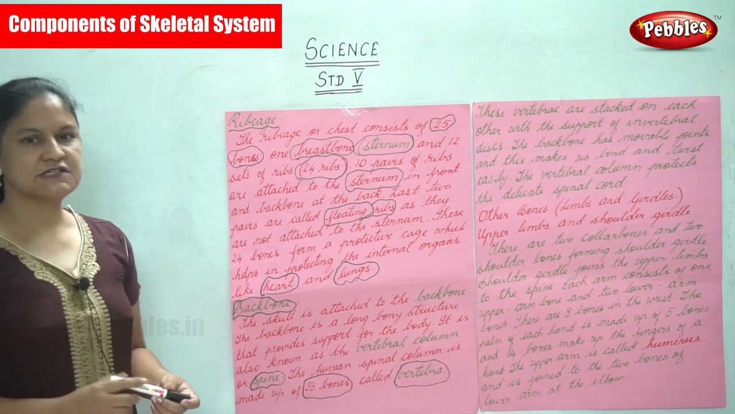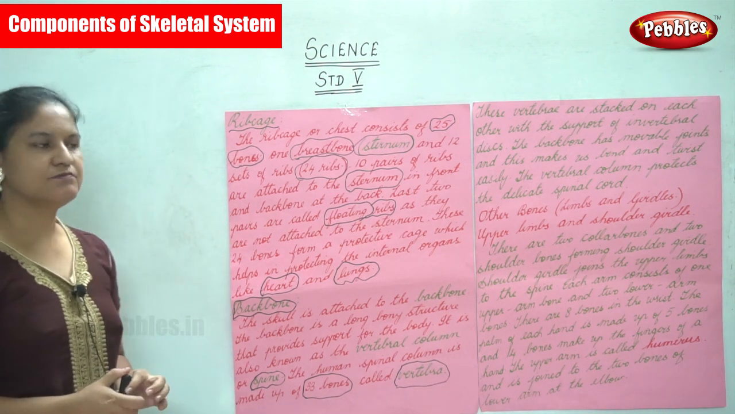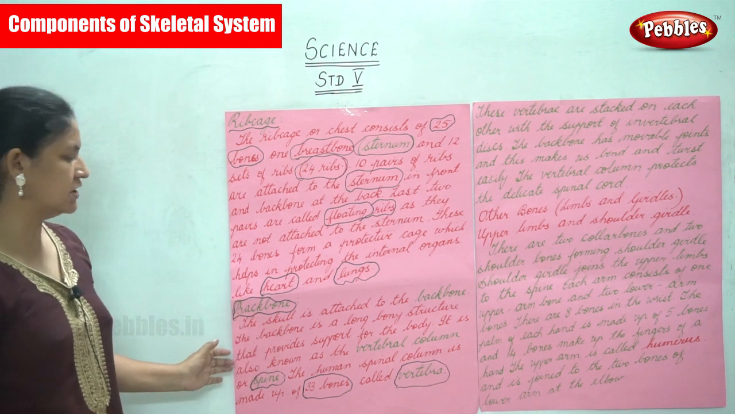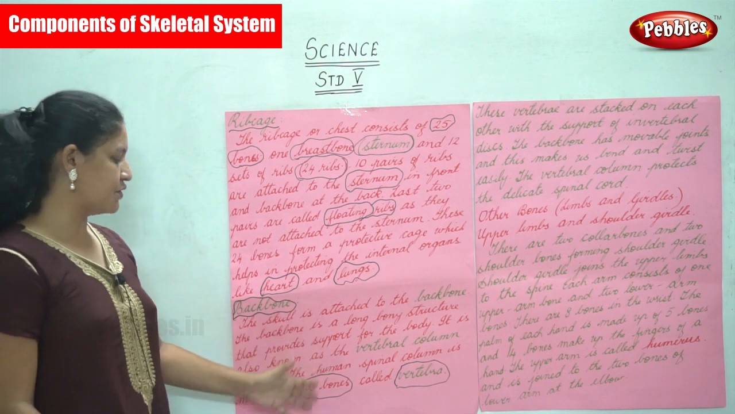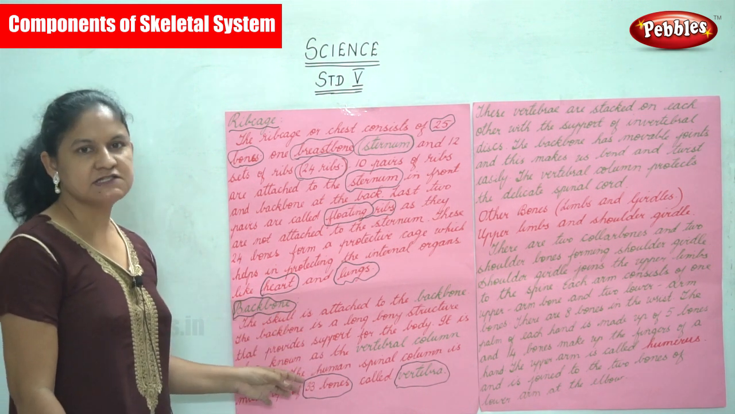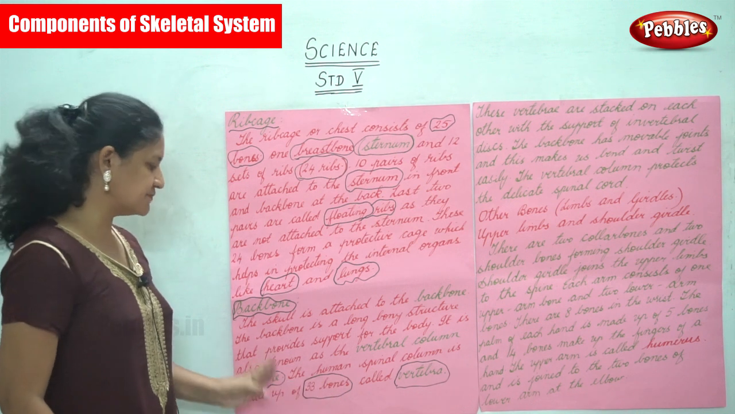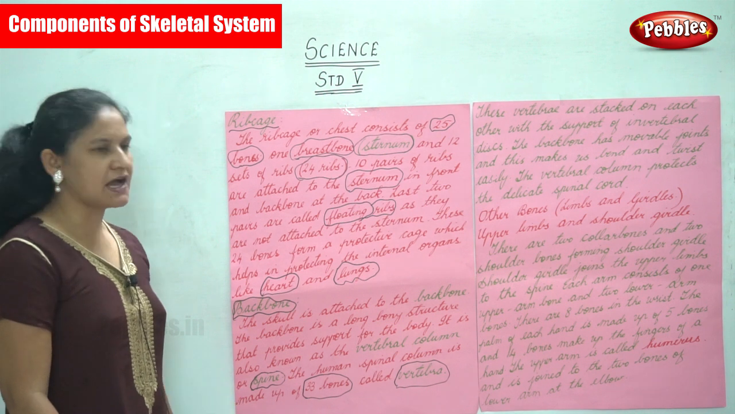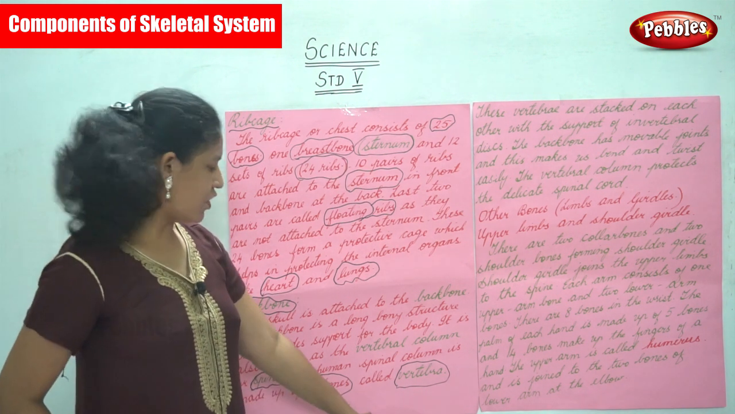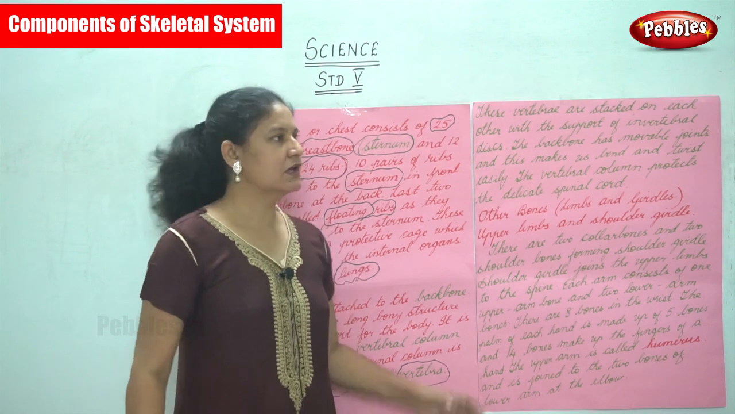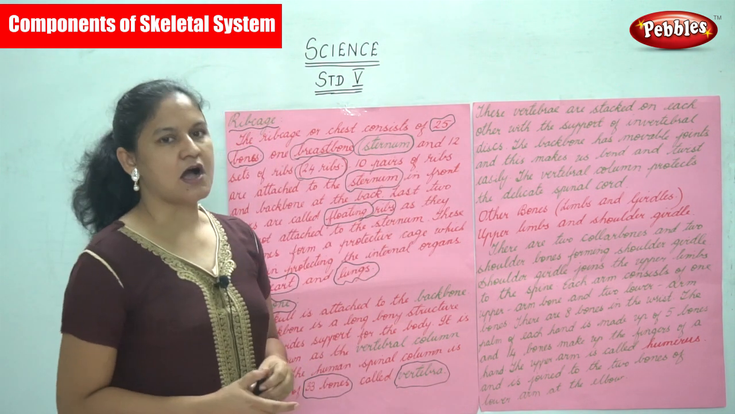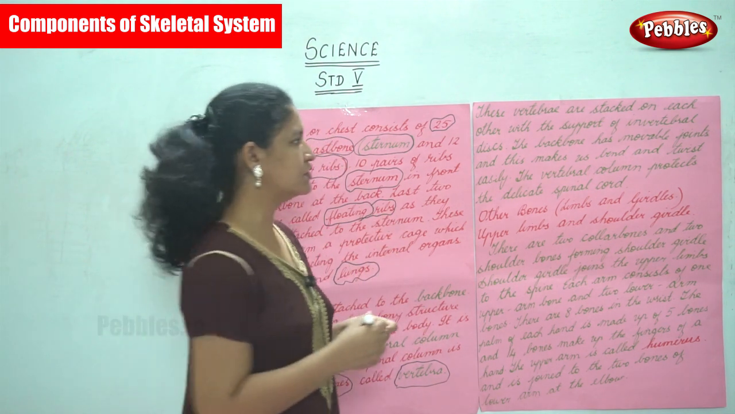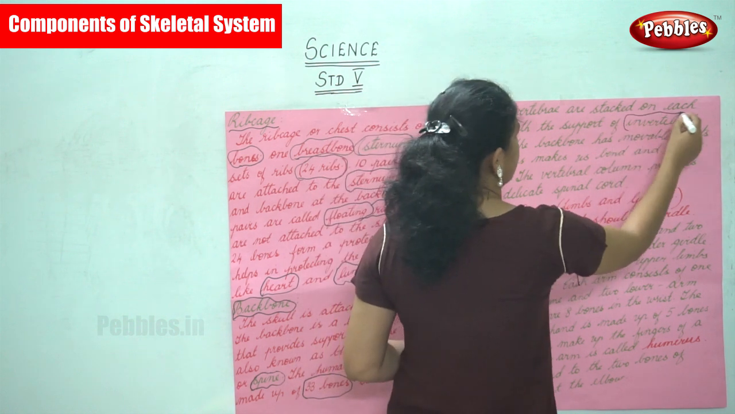So the skull is attached to the backbone, and the backbone is a long bony structure that provides support for the body. It is also known as the vertebral column or the spine. And the human spinal column is made up of 33 bones called the vertebra. These vertebra are stacked one on each other with the support of the intervertebral disc.